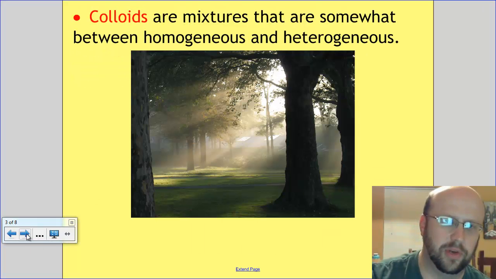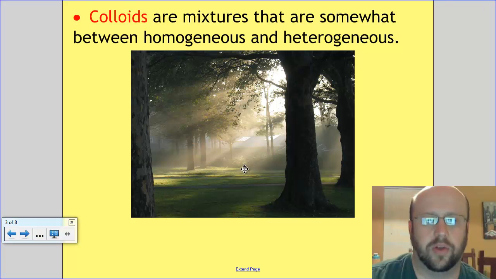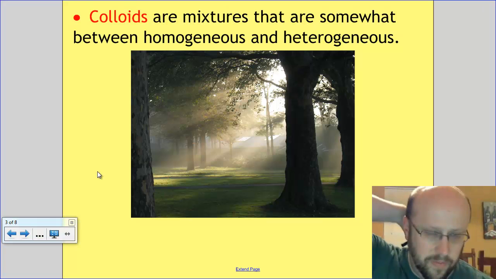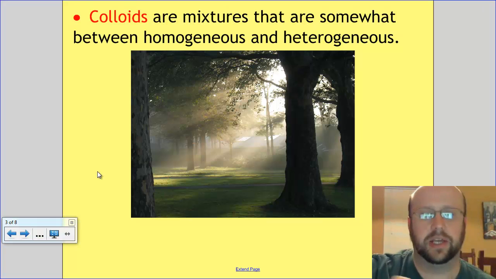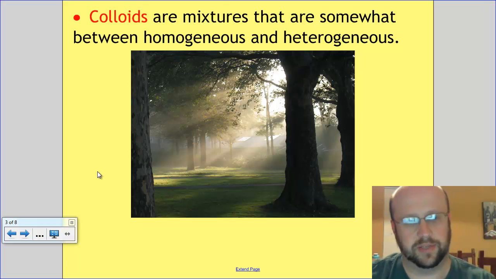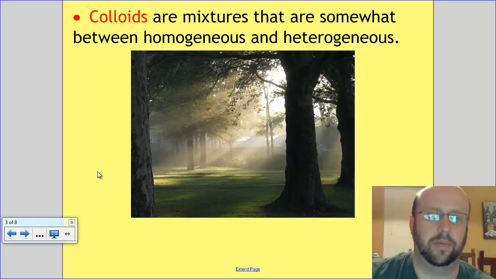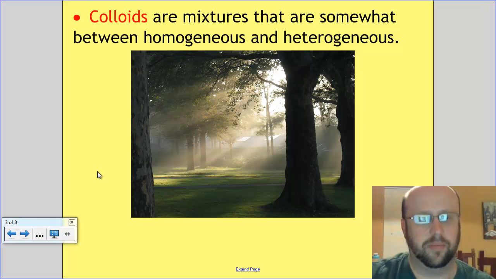Now, just to review a little bit, if you think back, we talked about colloids. Specifically, we talked about colloids like blood and milk, stuff like that. They're a little bit in between a solution and a heterogeneous mixture, which we'll talk about in a second. They look like they're sort of one thing, but they're not totally.